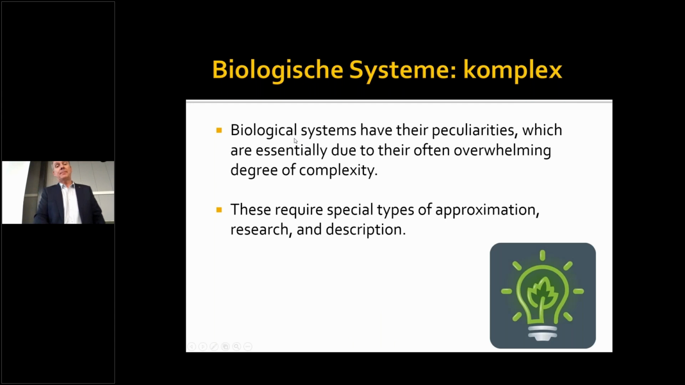But biological systems have their peculiarities, which are essentially due to their very often overwhelming degree of complexity. So these require special types of approximation, research, and ways to describe. For the way to describe, I already mentioned the biomimetic ontology.